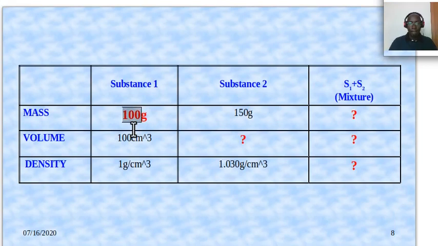Okay. So again, now we need to get the mass of the mixture. We have the mass of substance 1, we have the mass of substance 2, but we do not have the mass of the mixture. So we simply add. You are going to get 250 grams. Right now we don't have the volume of the mixture, and something is missing here. So we need to determine this one first, so that we can get the volume of the mixture.